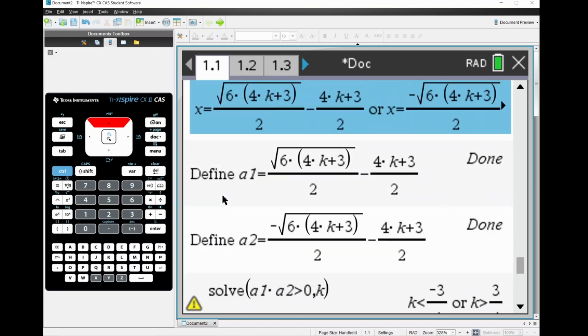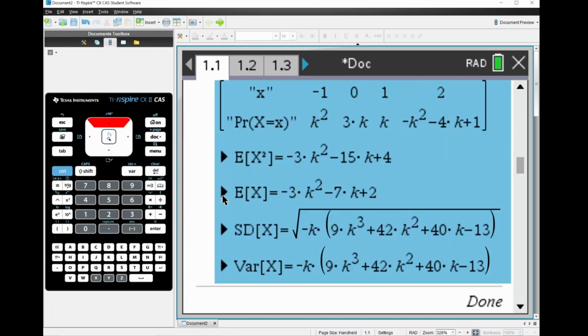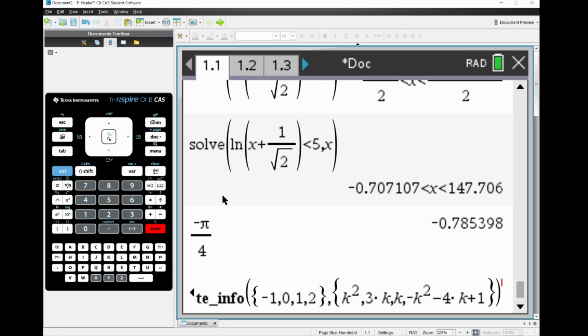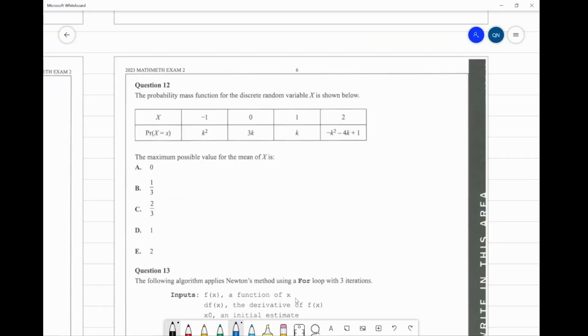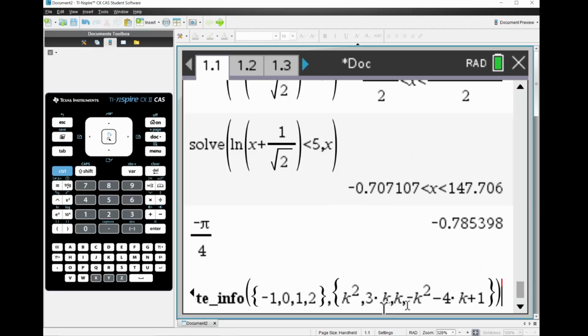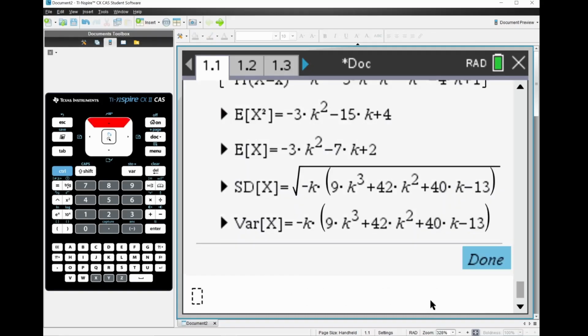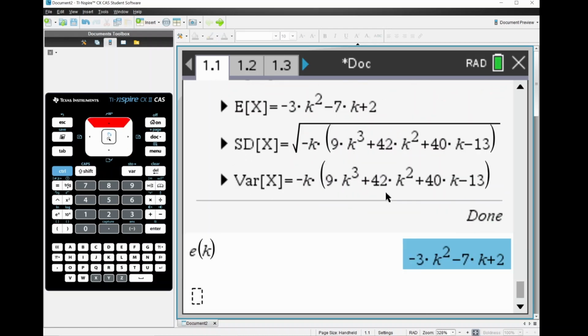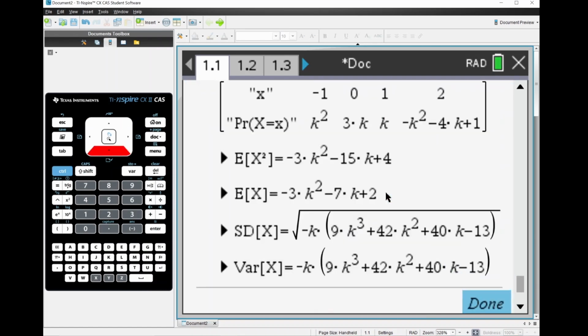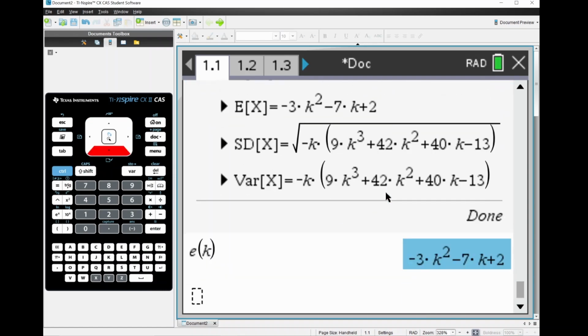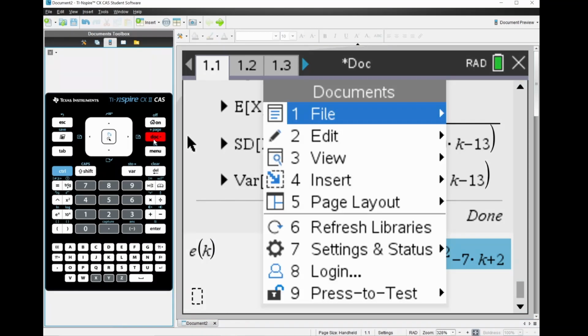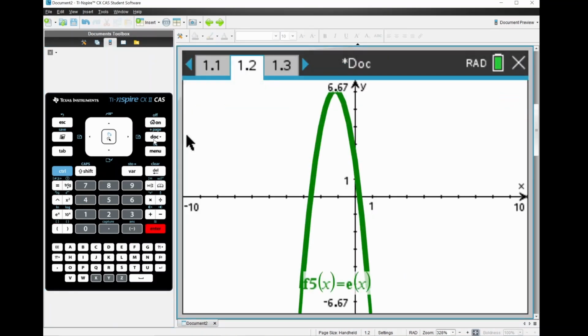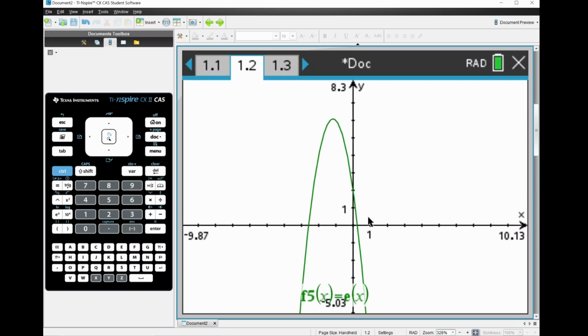So let's go back to that discrete info thing I did. We have k², let's make sure I put in everything right: -1, 0, 1, 2, with probabilities k², 3k, k, and then -k² - 4k + 1. And it says it's a valid distribution, so that's fine. Here's E(X). So what's E(X) in terms of k? That's the expected value in terms of k. Now I want to maximize this. So let's graph E(X). Okay, so the maximum possible value.